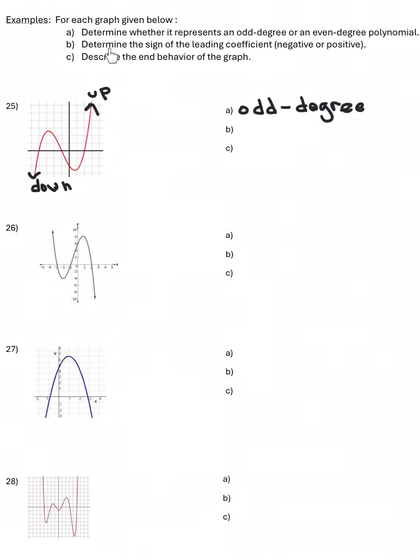Okay, letter B. Determine the sign of the leading coefficient. Now, remember, we only look at the right side of the graph. If it's pointing up, it has a positive leading coefficient. If it's pointing down, it has a negative. So this one's pointing up. So this is going to have a positive leading coefficient.